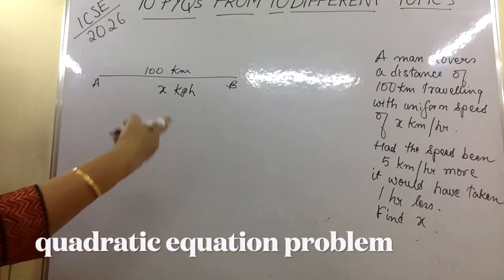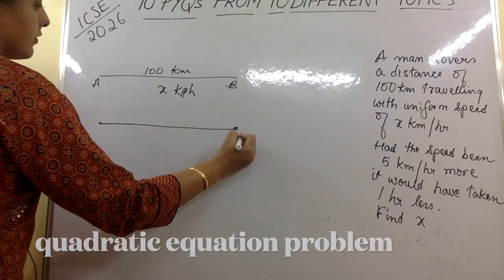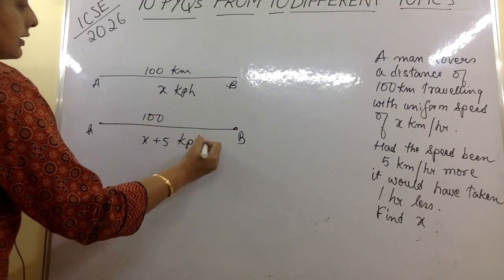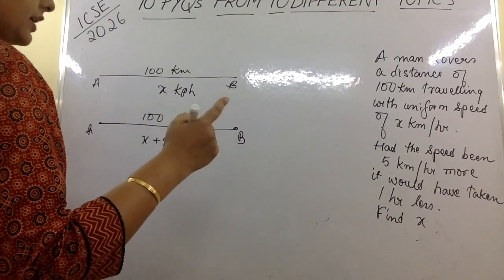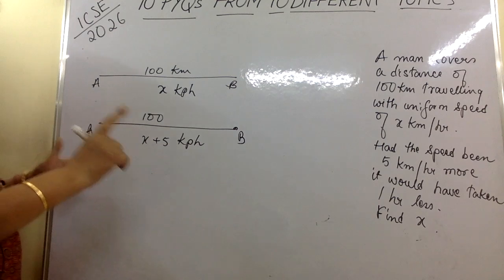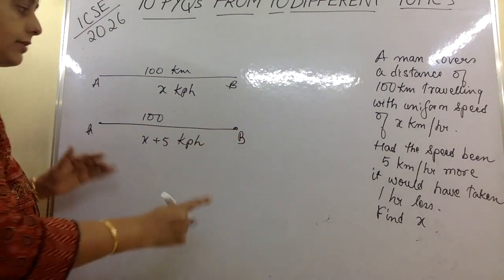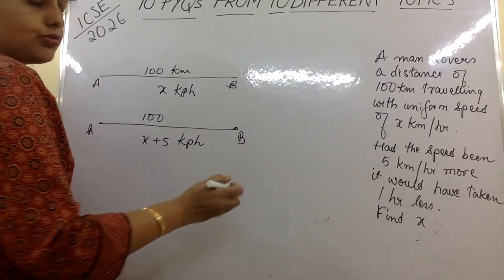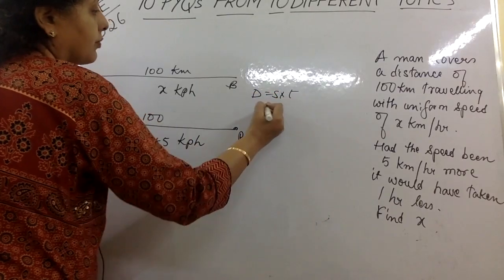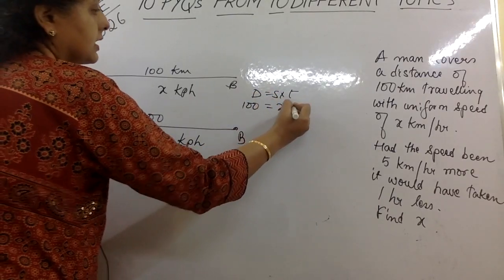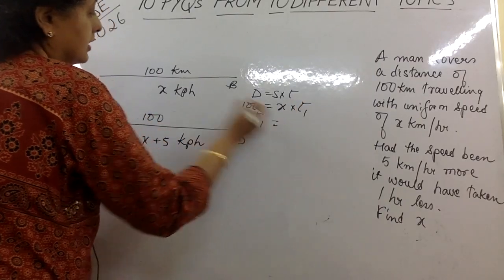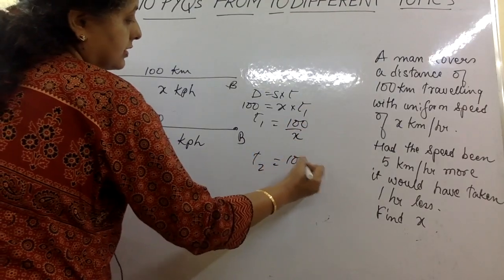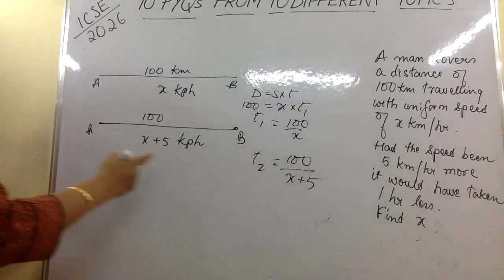And had the speed been 5 kilometers per hour more, covering the same distance only, that is, had the speed been x + 5 kph, it would have taken 1 hour less. Then he would have taken less time: more the speed, less the time. So 1 hour less time would be taken in this case. So here how much is the time? If we use distance is equal to speed into time, this formula, then distance is 100 and speed is x. So let me take the original time t1 as 100 by x, and in this case t2 is 100 by x + 5 clearly.